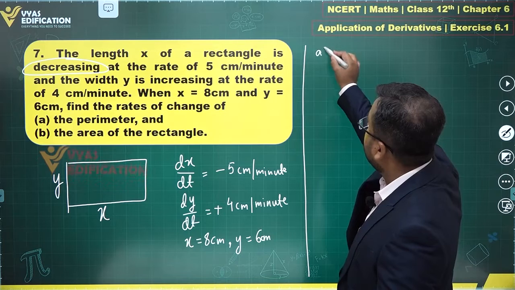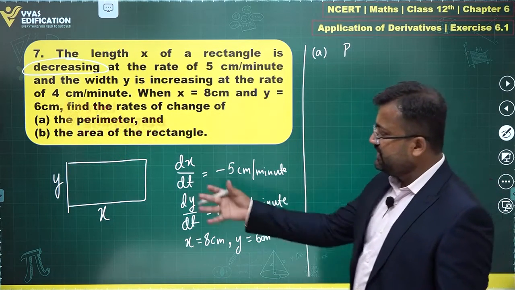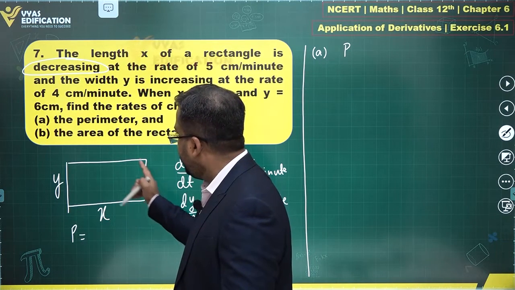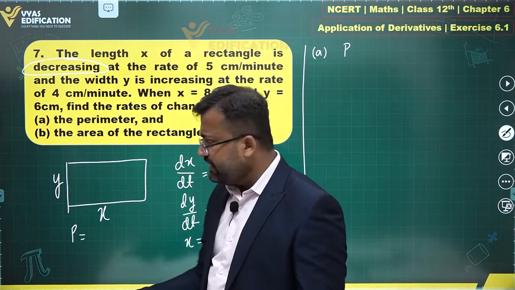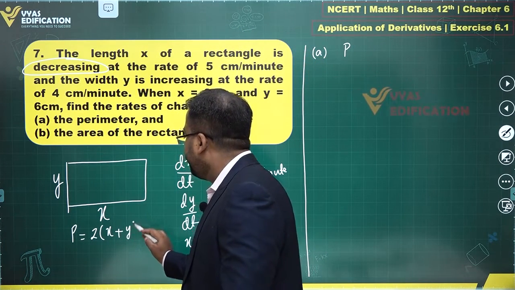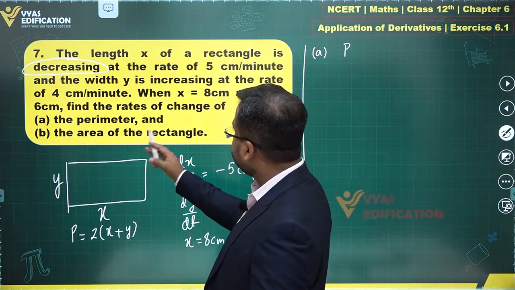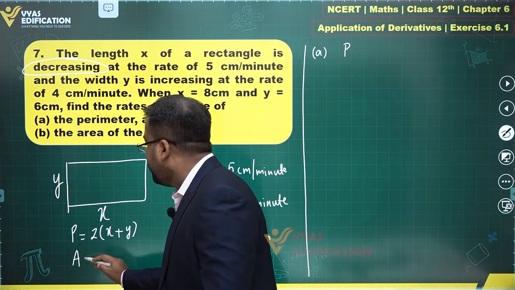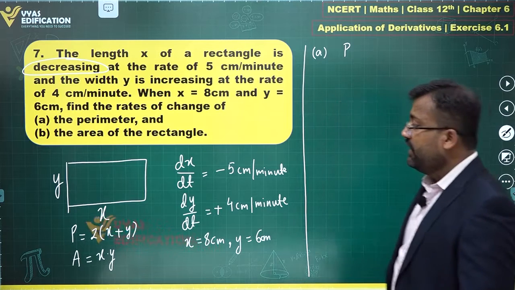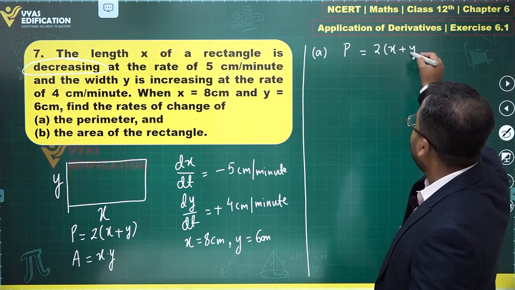Let's talk about the first part. Perimeter of rectangle. What's the perimeter of this rectangle? You remember the formula of perimeter? x plus y plus x plus y. That's the perimeter you measure. This is 2 times x plus y. 2x plus 2y or 2 times bracket x plus y. And the area of rectangle. Area of rectangle is pretty simple. This is x times y. This is pretty simple, right? So perimeter is 2 times x plus y.